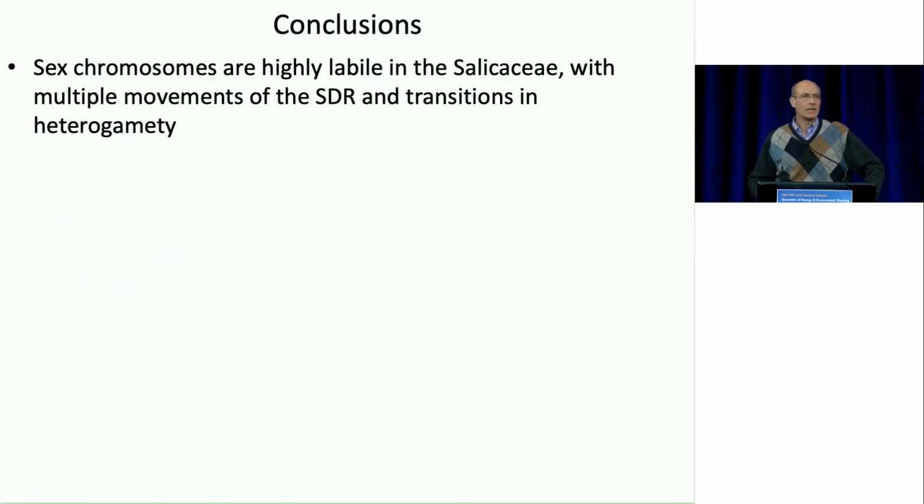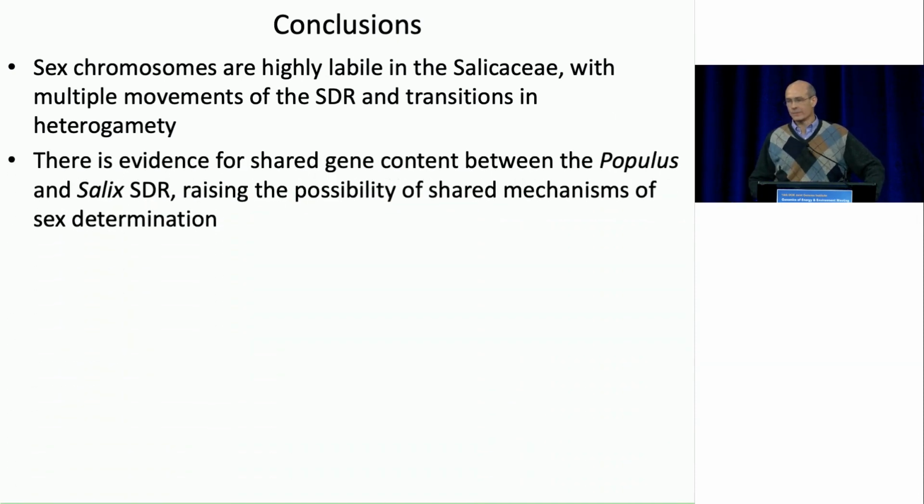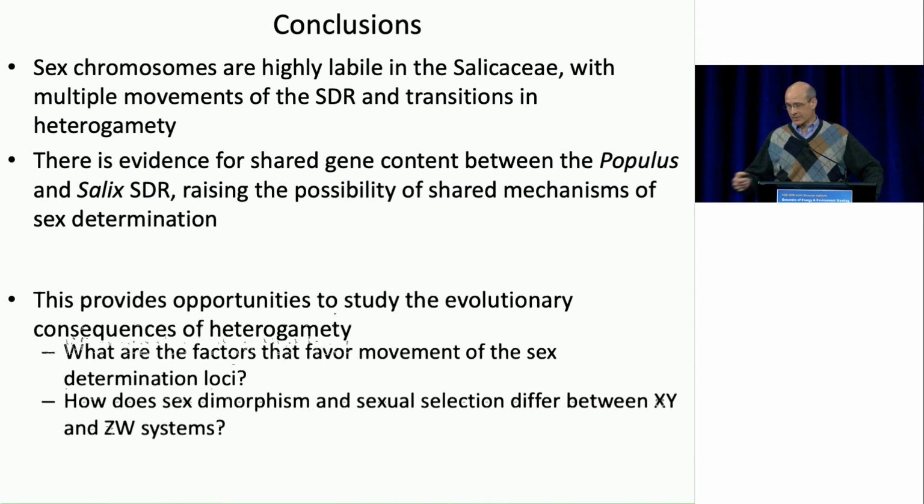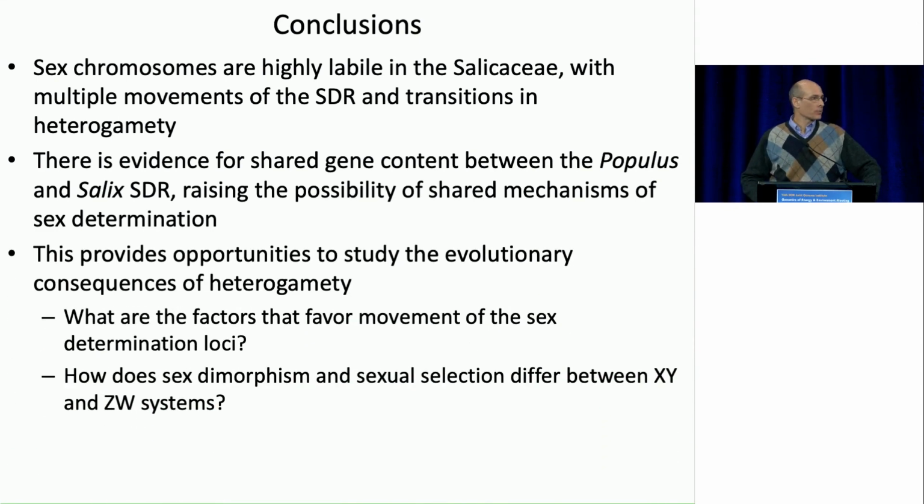So in conclusion, it looks like sex chromosomes are highly labile within the family. Lots of transitions from XY to ZW and movement of the sex determination region. I didn't show the data here, but the region looks very young in Salix as well. There's evidence for shared gene content, possibly a shared underlying mechanism of sex determination. And now what the project is looking into is whether the location and the sex determination type, so XY versus ZW, correlates with the ecological characteristics of the different species.